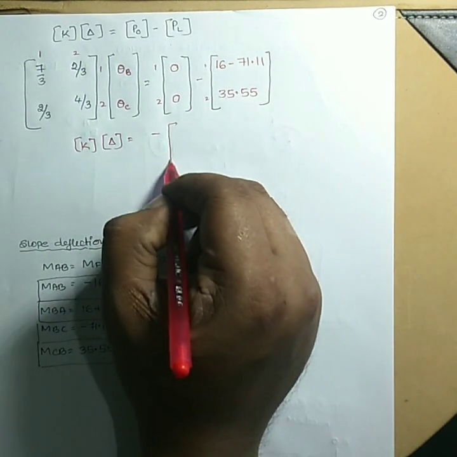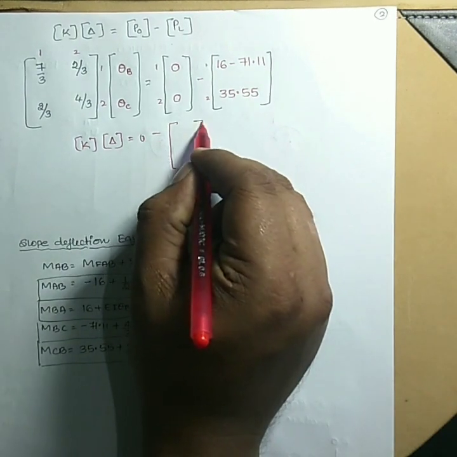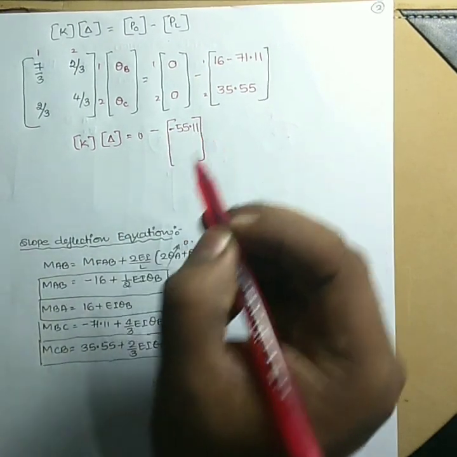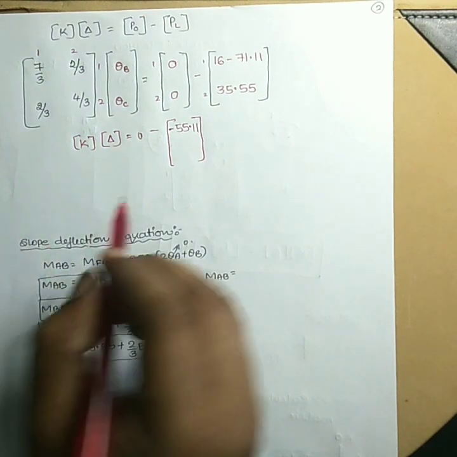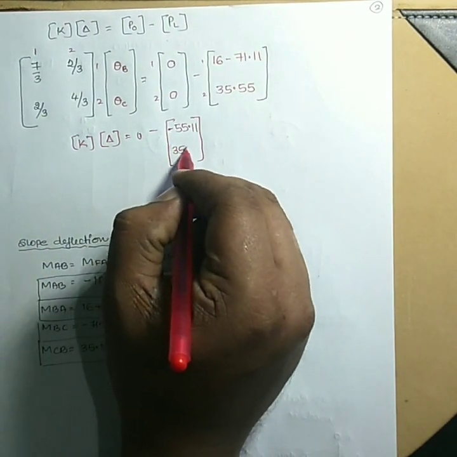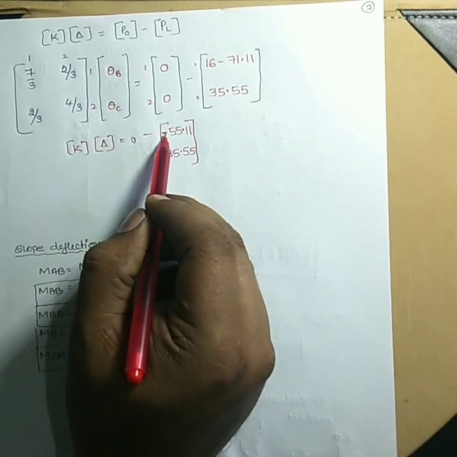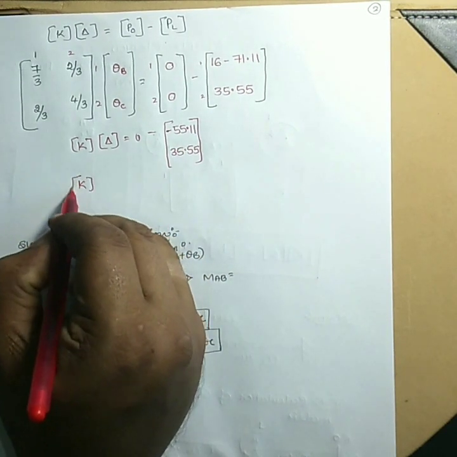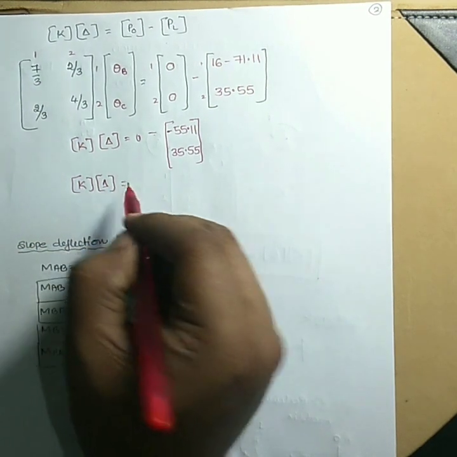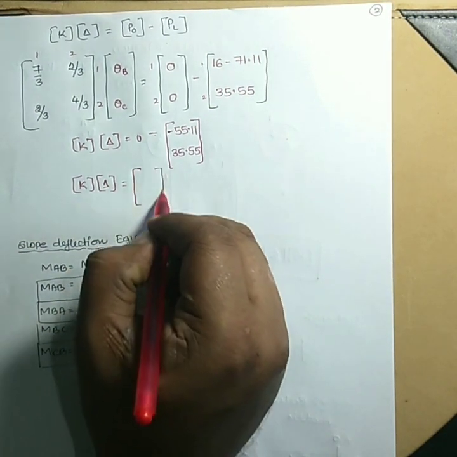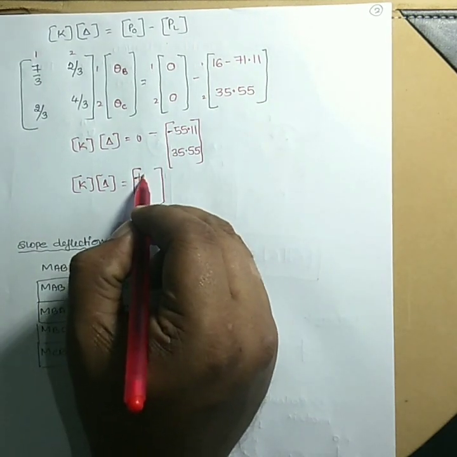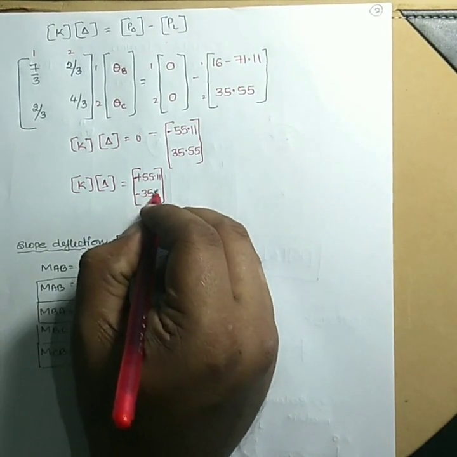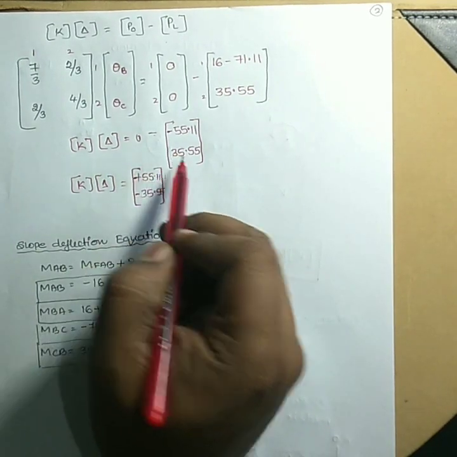So I'll write it here. It is 0 minus 55.11, minus 55.11, and the second value is 35.55. So minus of minus, this becomes plus and this becomes minus. So again I will write the same thing. K matrix into delta matrix is equal to minus of minus is plus 55.11, and this is minus 35.55. So minus of plus becomes minus, so I have written minus.